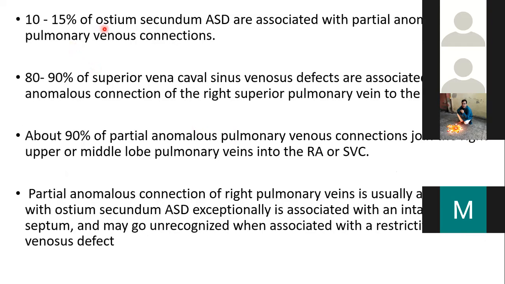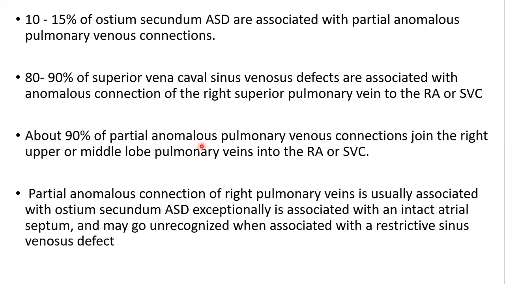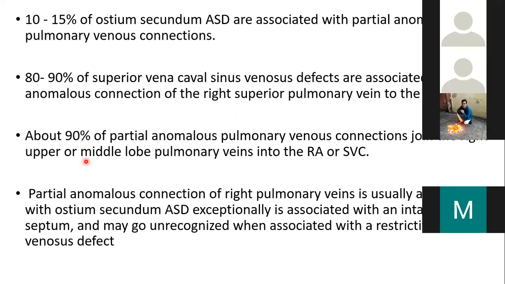10 to 15% of ostium secundum defects are associated with partial anomalous pulmonary venous connections, and 80 to 90% of superior sinus venosus defects are associated with anomalous connection of the right superior pulmonary vein to the RA or SVC. About 90% of partial anomalous pulmonary vein connections join the right upper or middle lobe pulmonary veins into the RA or SVC. The partial anomalous connection of right pulmonary veins is usually associated with ostium secundum ASD. Exceptionally, it is associated with an intact atrial septum and may go unrecognized when associated with a restrictive sinus defect.